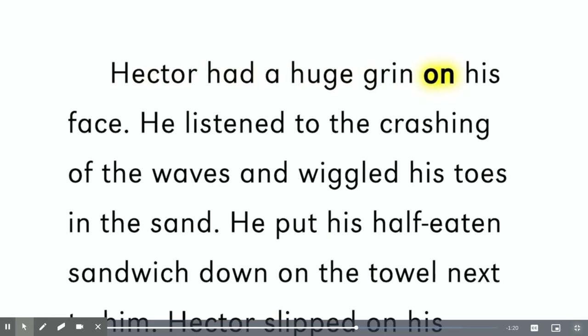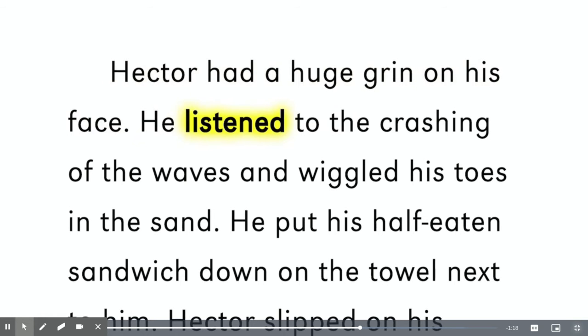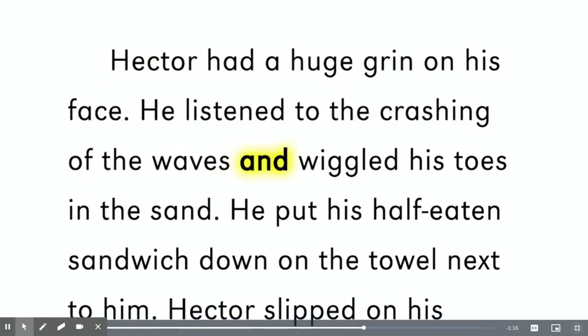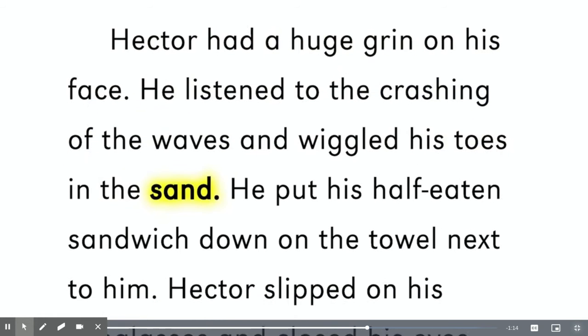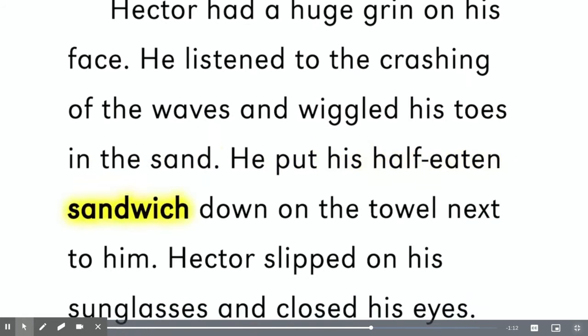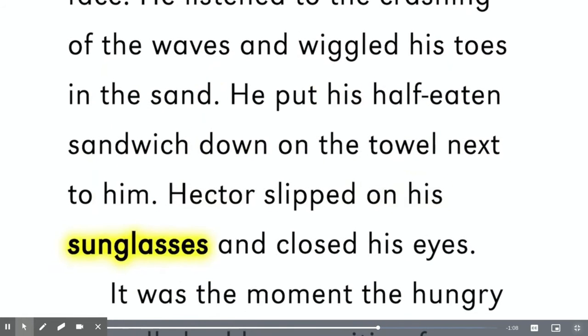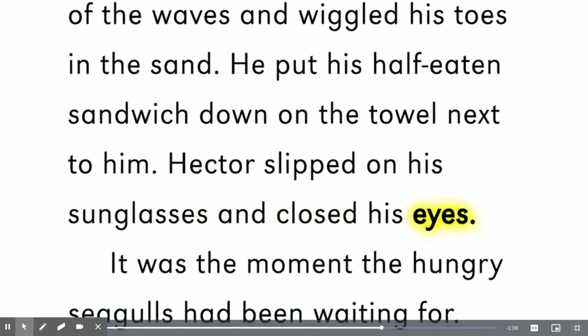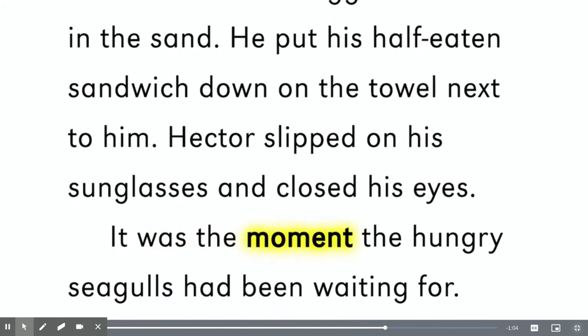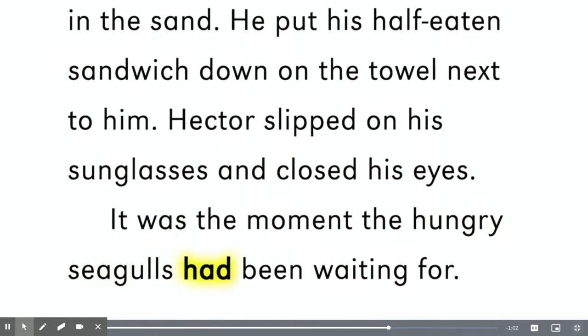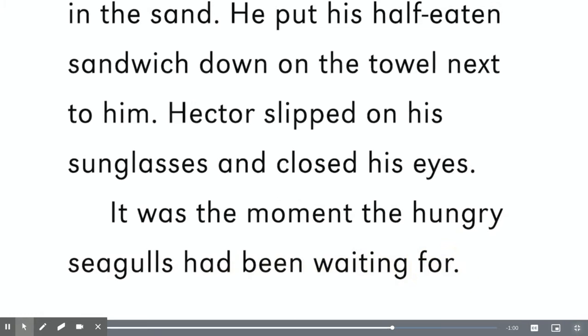Hector had a huge grin on his face. He listened to the crashing of the waves and wiggled his toes in the sand. He put his half-eaten sandwich down on the towel next to him. Hector slipped on his sunglasses and closed his eyes. So where do you think he's at? It was the moment the hungry seagulls had been waiting for. And what do you think is going to happen next?